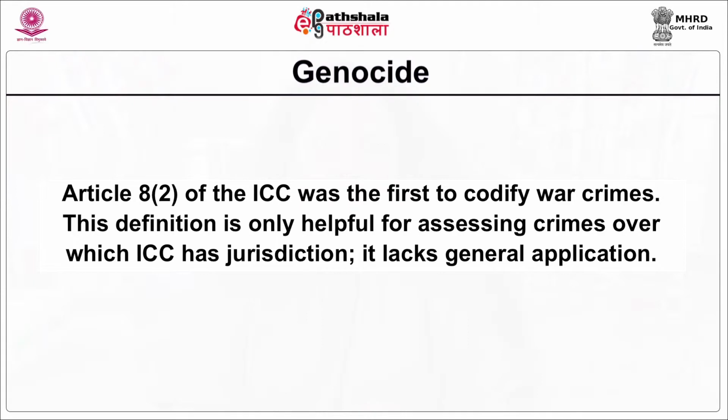Article 8, Clause 2 of the Rome Statute was the first to codify war crimes. This definition is only helpful for assessing crimes over which the International Criminal Court has jurisdiction. It lacks general application. In order to be characterized as a war crime, the prohibited act or omission must be committed during and in connection with an armed conflict. War crimes can now be committed both as part of an international or a non-international armed conflict, the so-called NIAC.